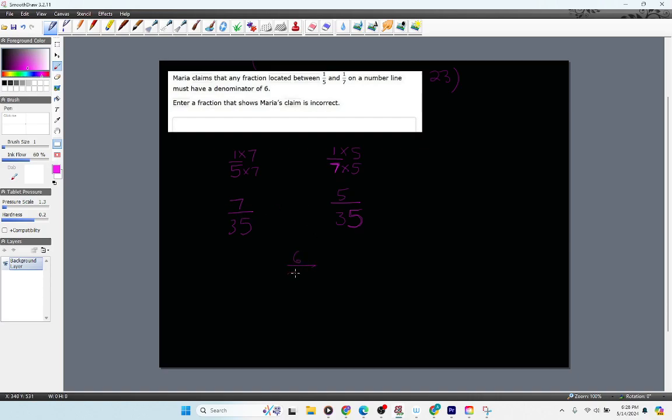6 over 35. Okay, so just by scaling these up, I gave myself a little more room to find a number in between them. So this number is indeed between 1/5 and 1/7, and there is no 6 in the denominator. So this shows that that claim is incorrect.